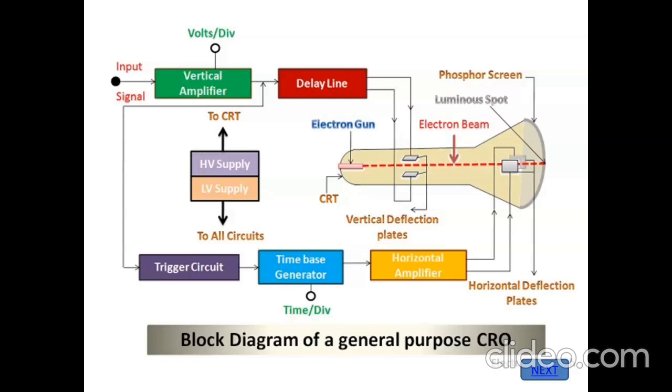Next is your time-based generator. Again, time-based generator, it will generate the sawtooth waveform. It is applied to the horizontal deflection plates. Electron beam, it varies at constant velocity. X-axis of the CRO is calibrated in terms of your time. Input is displayed with respect to the time.